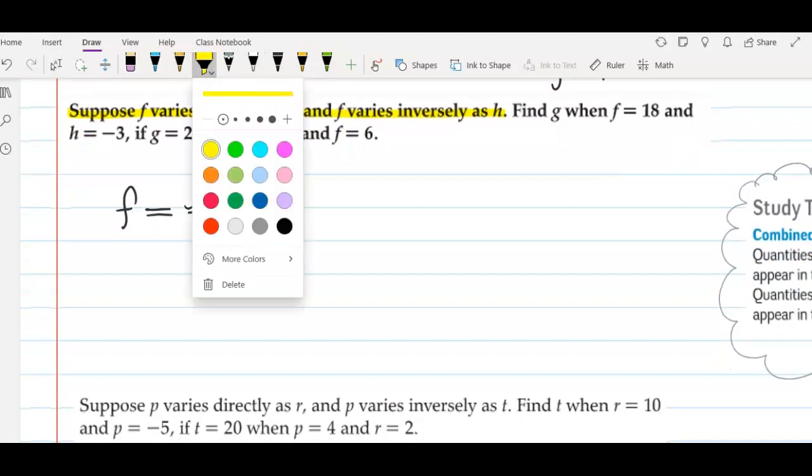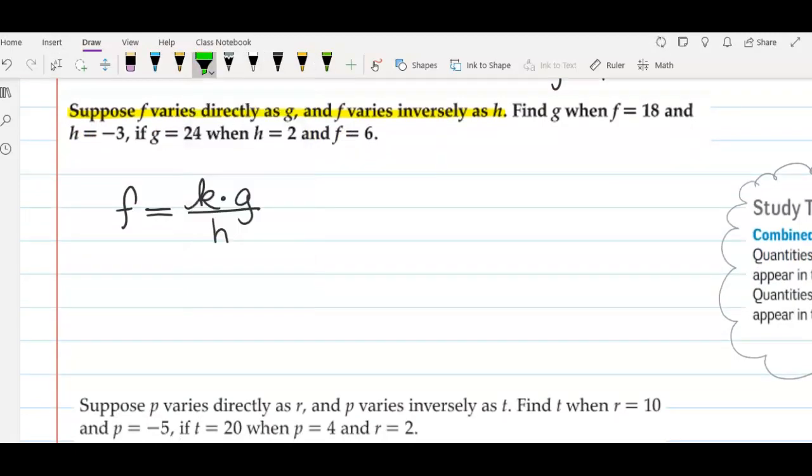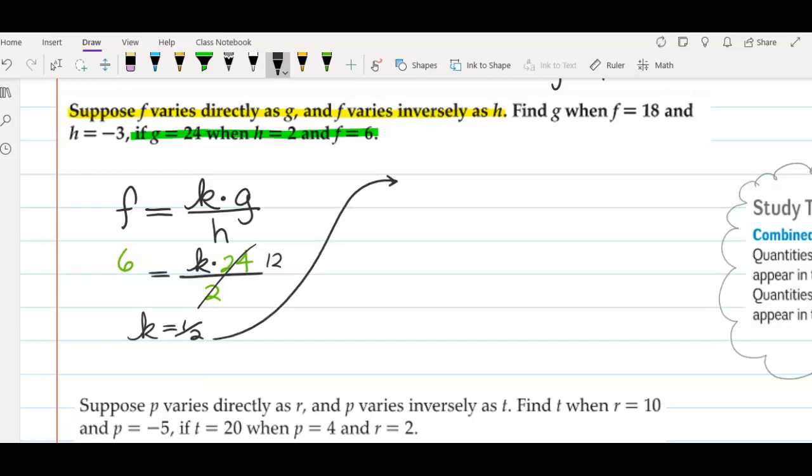Then we are given some information that involves f, g, and h right here. So we put those numbers in so that we can find the constant of variation. So f is 6, g is 24, h is 2. Plugging that into my equation and simplifying, k equals 1/2. So my new equation is f equals 1/2 g over h.